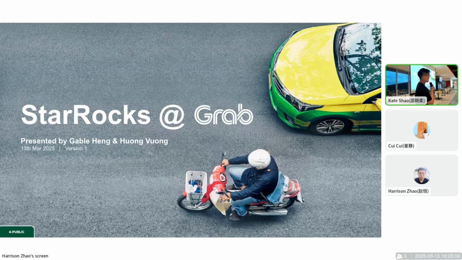So today we're presenting about how we are trying to do StarRocks at Grab. StarRocks at Grab currently is in very early stages.